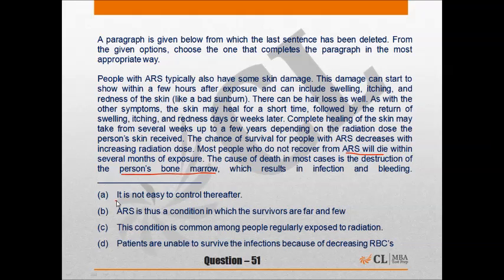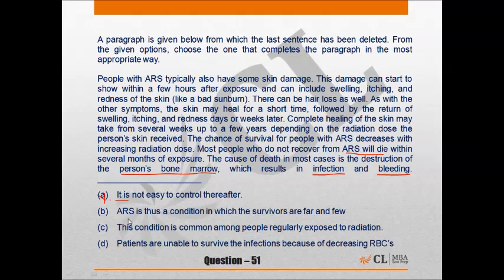Here the pronoun "it" would refer to a singular noun, while the previous statement, the second last line, says the cause of death in most cases is the destruction of the person's bone marrow, which results in infection and bleeding. Here we have 3 nouns: the destruction of the bone marrow, infection, and bleeding. So we do not know what this "it" refers to, and therefore we can eliminate option A owing to ambiguous use of pronoun.